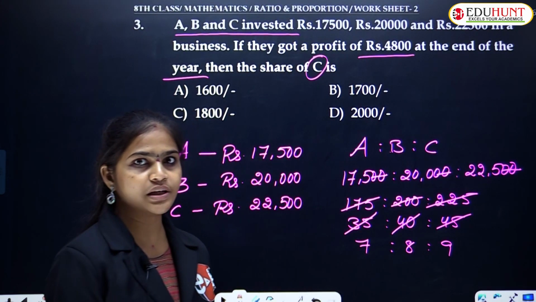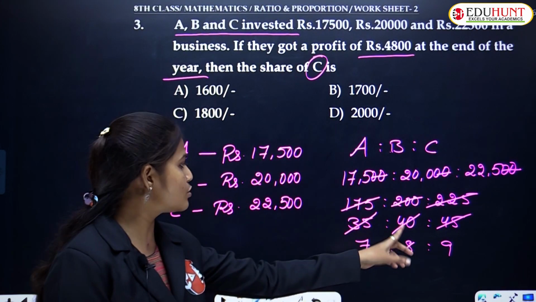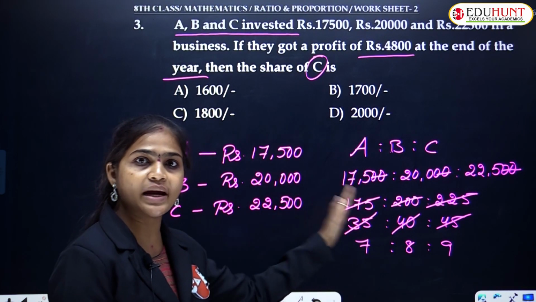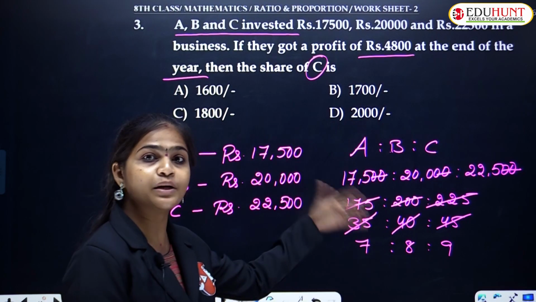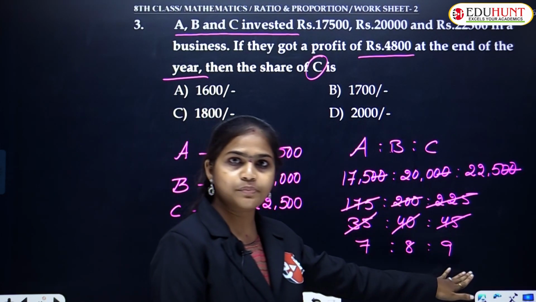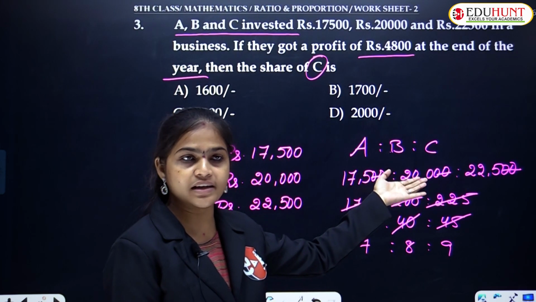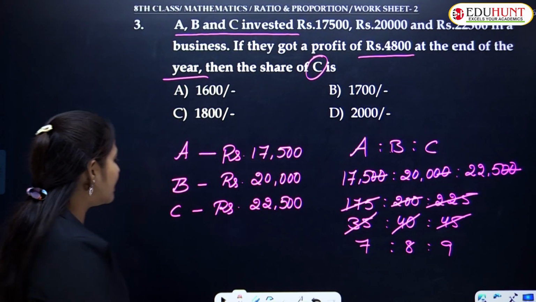So what is the ratio here? 7 is to 8 is to 9. So they kept the investments in the ratio 7 is to 8 is to 9. So who kept more investment here? That person is C only, no? Now C will get more profit. So what is the share of C here?